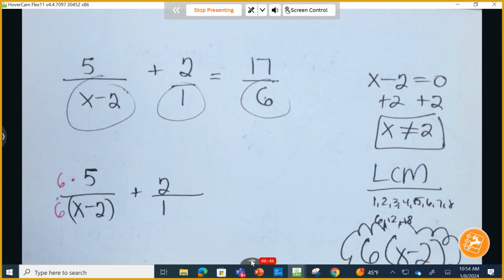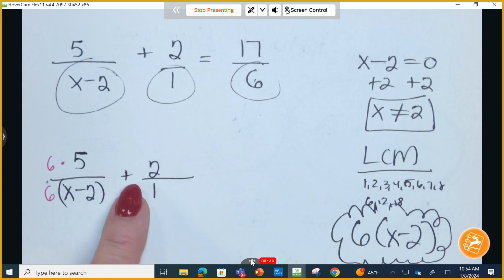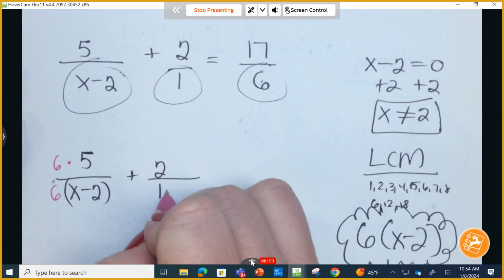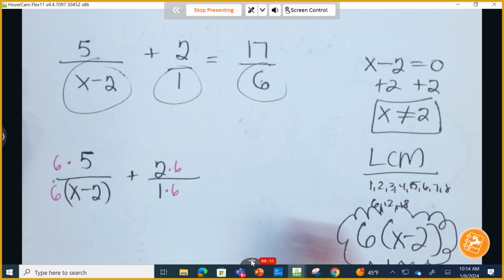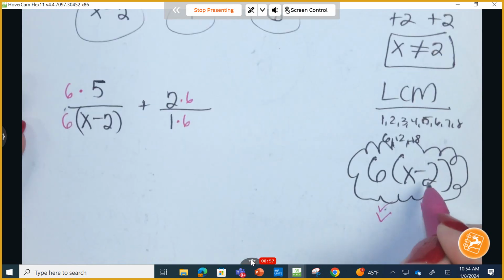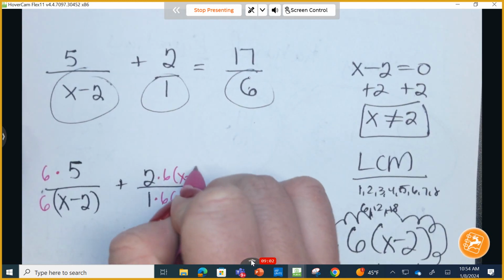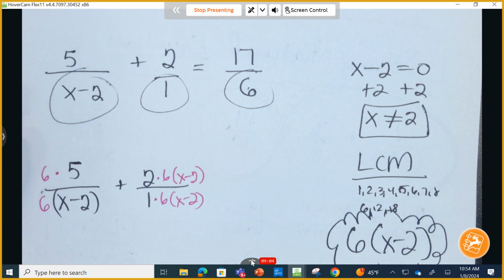The second term has a 1. I cannot achieve a 6 by adding 5. It has to only be achieved by multiplying or dividing. So I'm going to multiply by 6. Now I have 6 in the denominator, but I need to also have an x minus 2. So I attach an x minus 2, and whatever you attach to the bottom, you must also attach to the top.